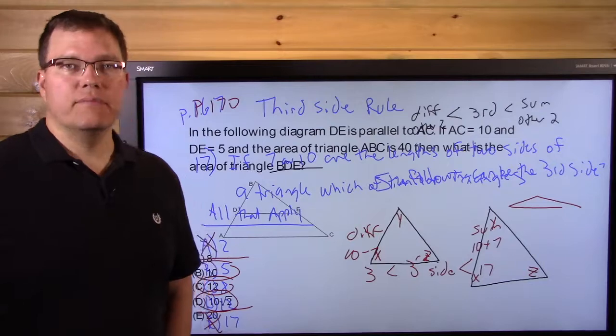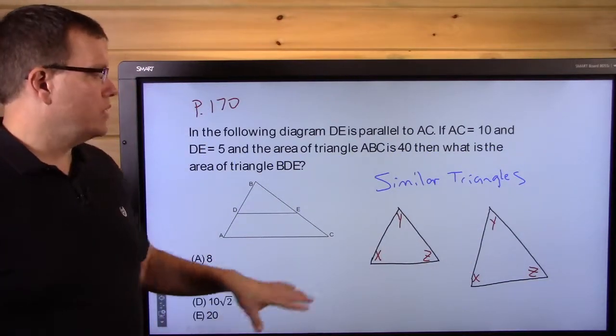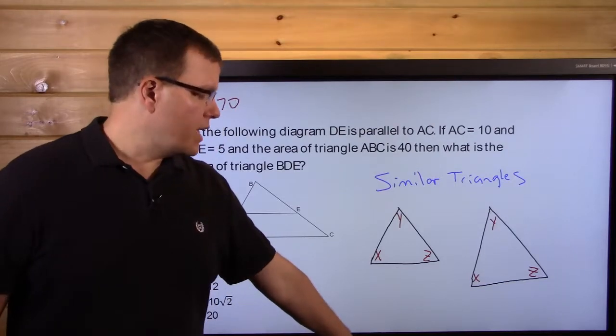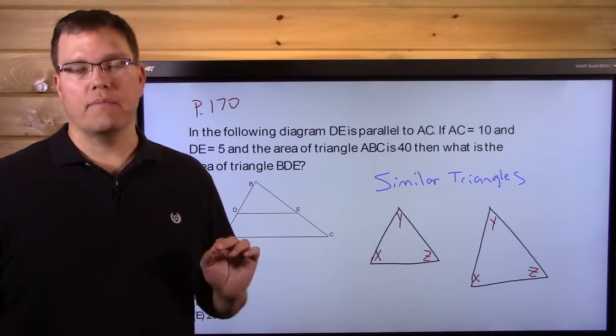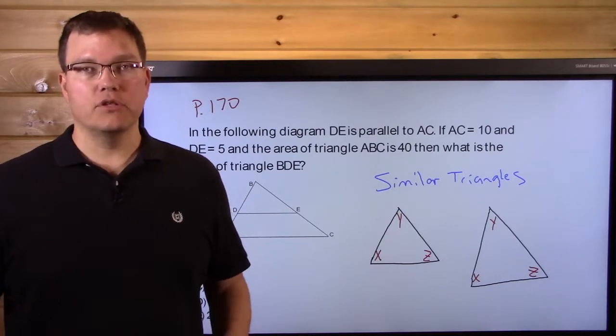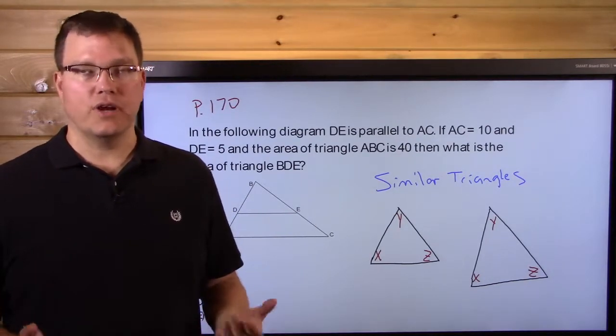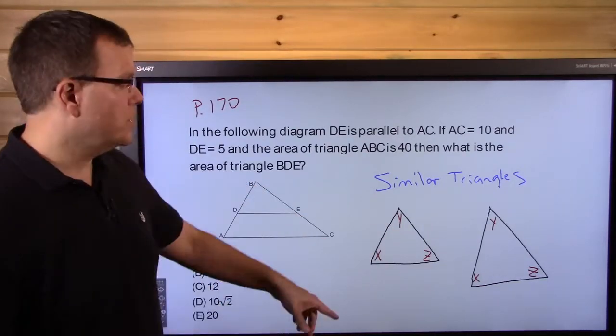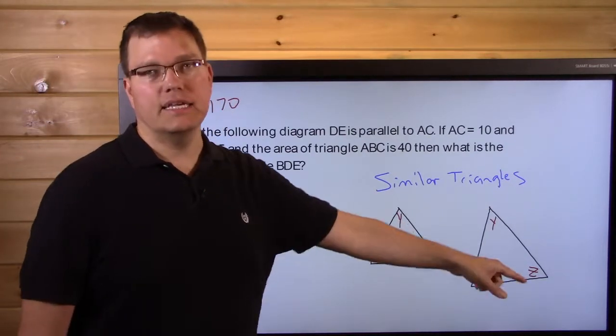Question 18 is going to be a little bit more involved. We're on page 170. Let's talk about what similar triangles are. Similar triangles are triangles that have all the same angles. So every 30, 60, 90 triangle is similar to every other 30, 60, 90 triangle, whatever it is, as long as the angles have the same measurement. Here, we have x, x, y, y, z, z.